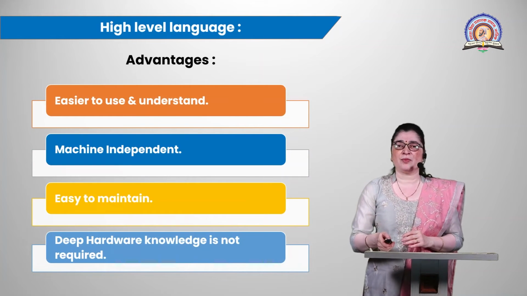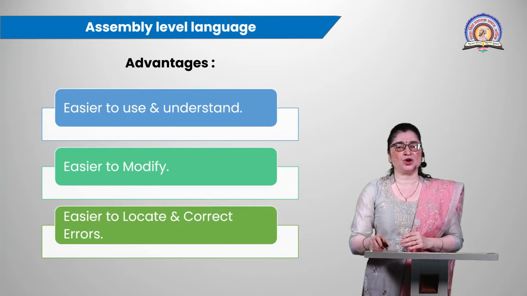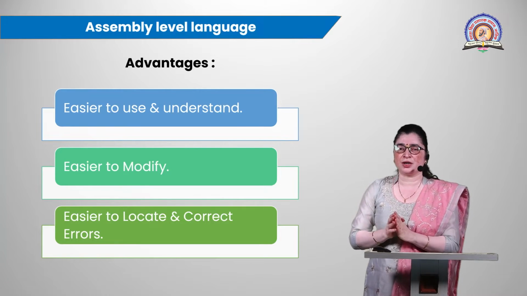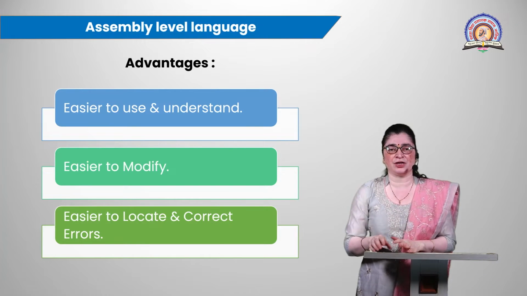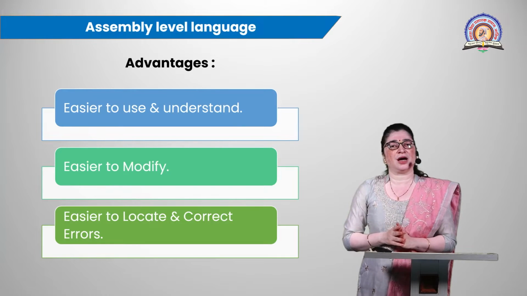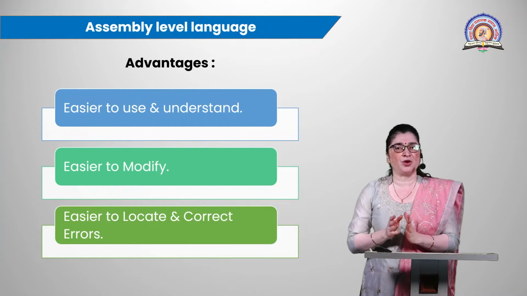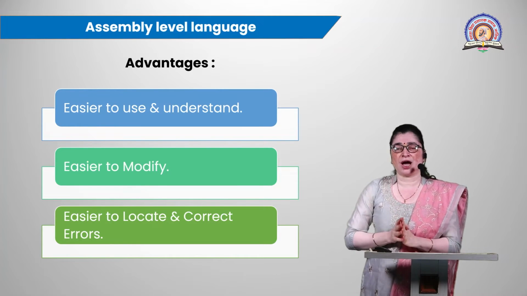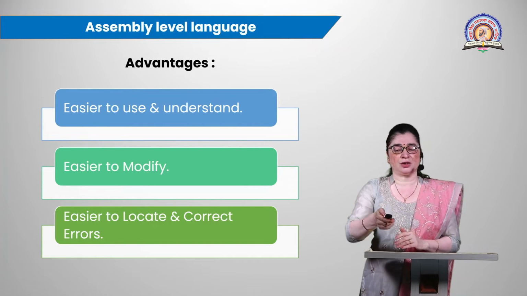And the drawbacks of assembly level language are, it is also not portable, meaning you have to write different programs for different types of computers. As in machine language, you have to write a different program for a different computer system. Similarly, assembly language is also not portable. It depends on the type of machine, the type of hardware used. So you have to write a different program for a different machine. So it is not portable.